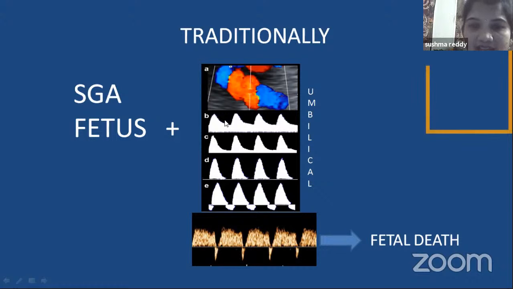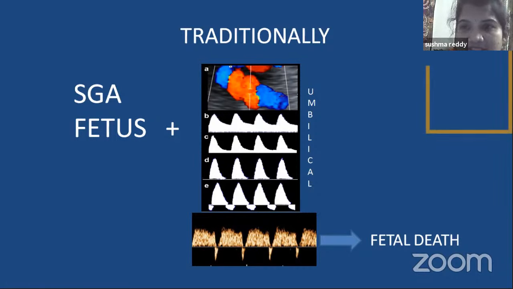This is the umbilical artery. This highest point is the systole and the lowest point is the diastole. This diastolic flow gradually reduces, becomes absent, and is even reversed. After that, it is followed by ductus venosus A-wave reversal. And if the fetus is not intervened here, it might lead to fetal death. So this is what we have learned traditionally regarding fetal growth restriction.